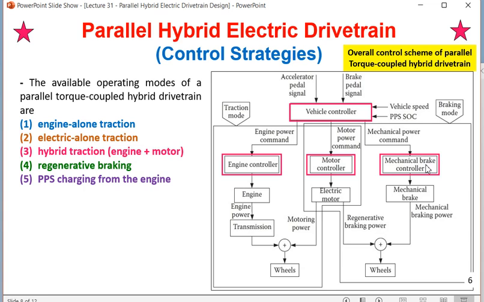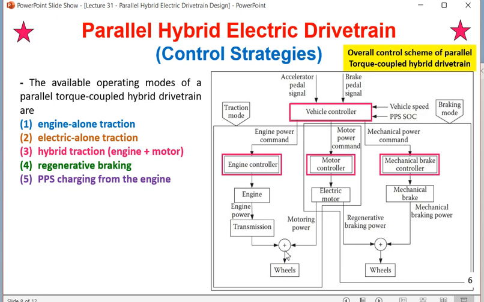So mechanical brake and regenerative brake or electrical brake can together produce the combined brake power. So first one is engine alone traction. That means only the engine controller will act, and that will give the power to the wheel. Electric alone traction, that means the vehicle controller will tell the motor. From motor, power will go to the motor controller, electric motor will run the vehicle. So only the traction mode.